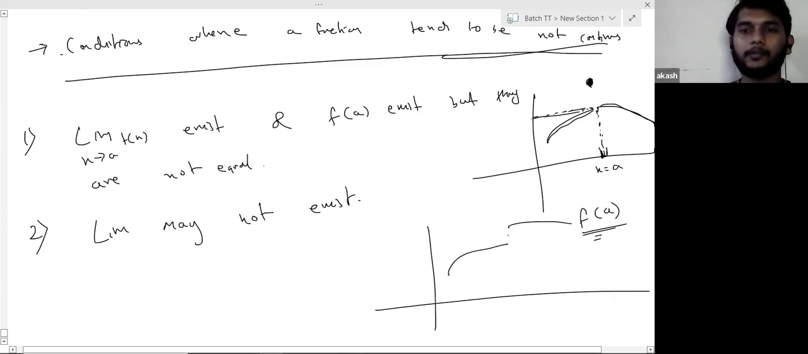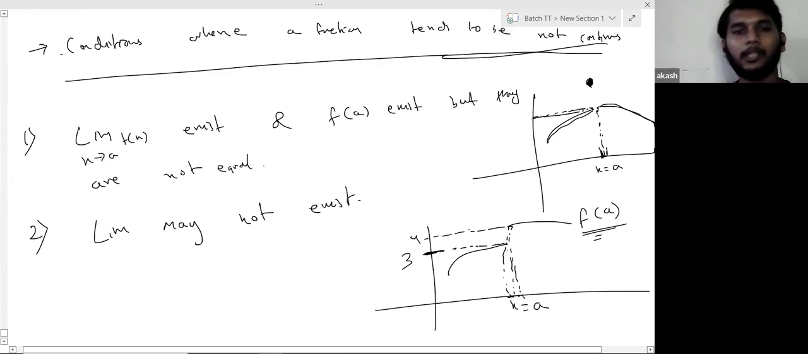Like what? If this is the graph, this is the point x equals a. If you find the LHL, then the neighborhood point on the left side says the value is 3. If you find the RHL, the value will say 4. So the neighborhood points disagree on the common point. So we cannot say this graph is continuous.